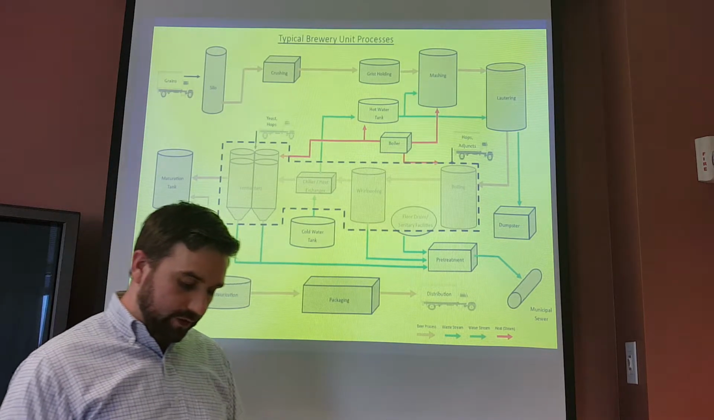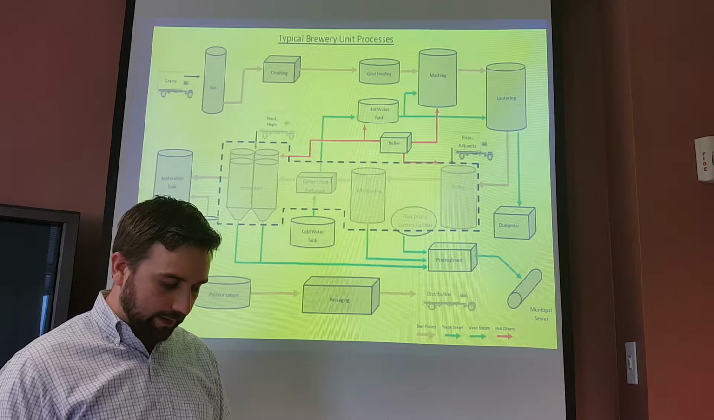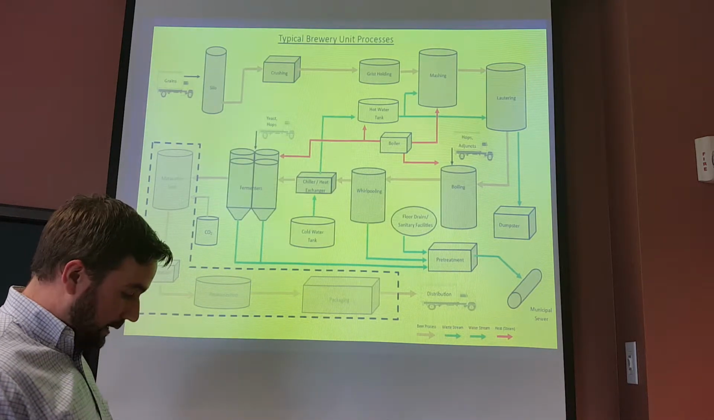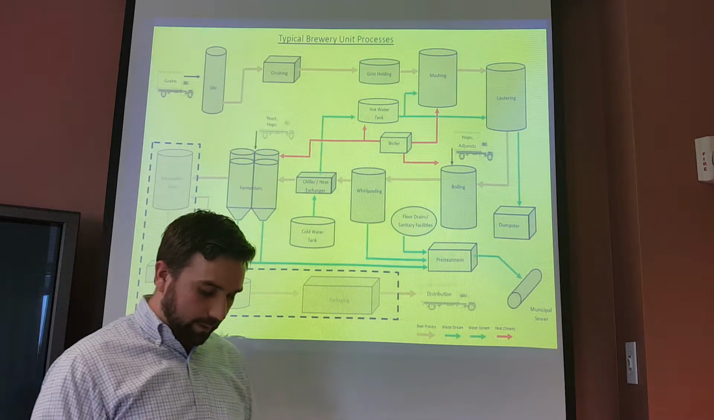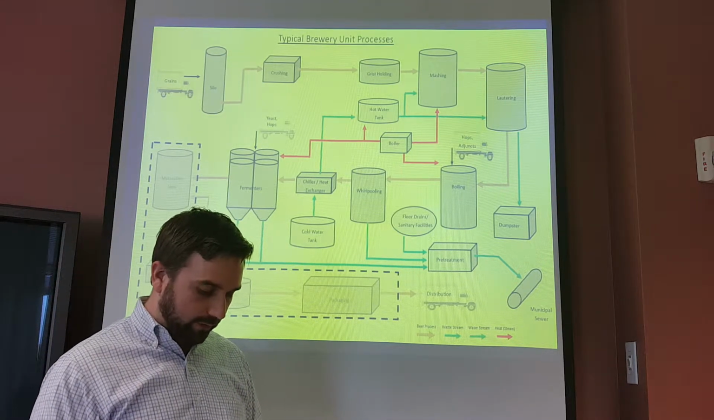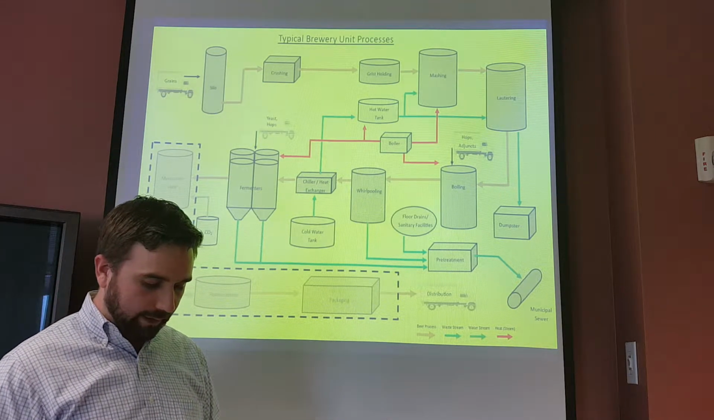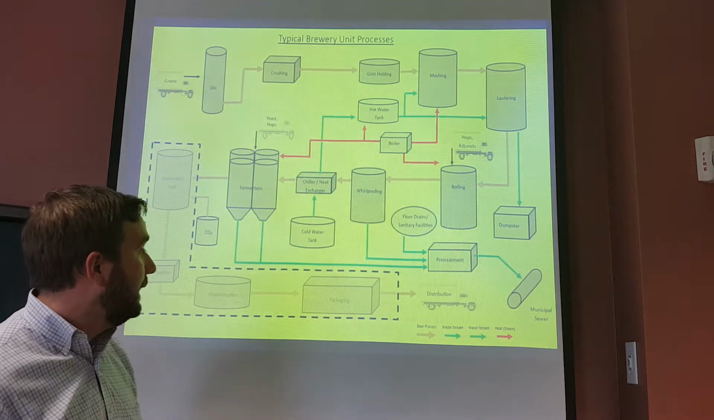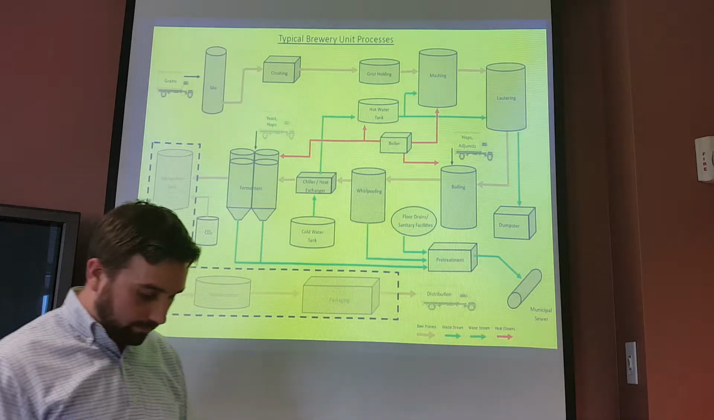From there, it's sent through a heat exchanger to bring the temperature down and then introduced to the fermenters, where yeast is then added to convert it to beer. After sitting for a few weeks, it may be sent to a bright beer tank to rest and allow the yeast to settle out, and add some CO2. It can then be sent through a filtration step, pasteurization step, and then packaging and distribution.